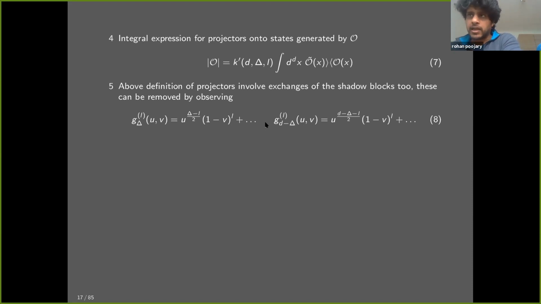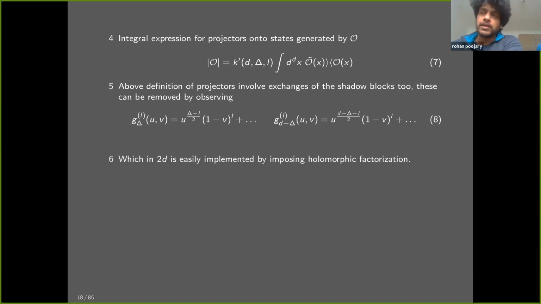Okay, this is done in d-dimensional CFT by some monodromy techniques, but in 2D CFTs, where we would be interested in the bulk of the talk, this is simply done by imposing holomorphic factorization.